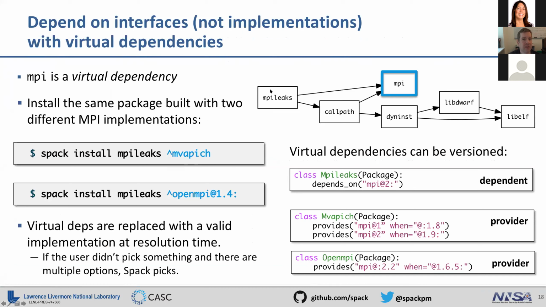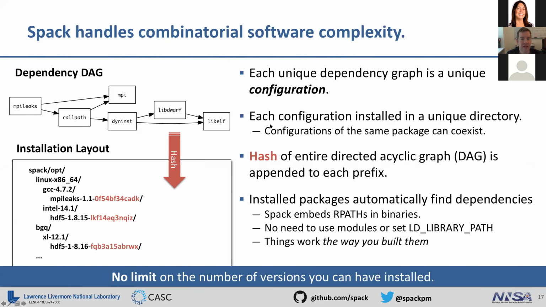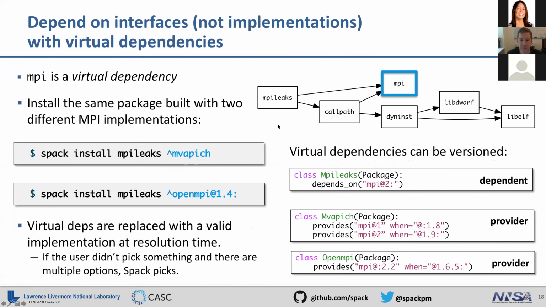The other thing that we do is we let you depend on interfaces and not on specific implementations. This comes up a lot in HPC for things like MPI or BLAS or LAPACK. Those are not necessarily implementations of a library. They're actually interfaces, and there are lots of implementations of those libraries. And so in the package, like mpileaks, the package actually says I depend on MPI.